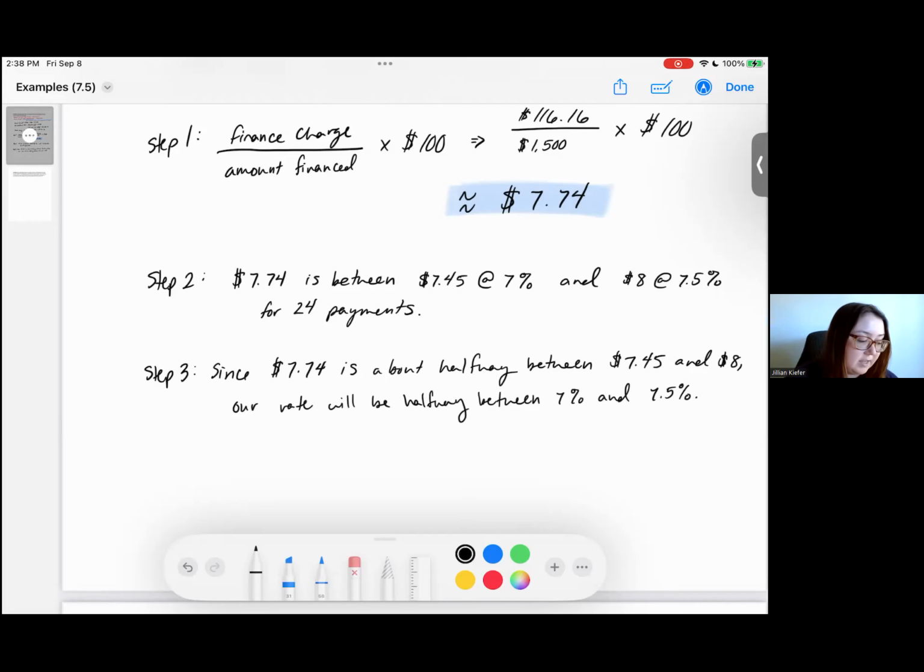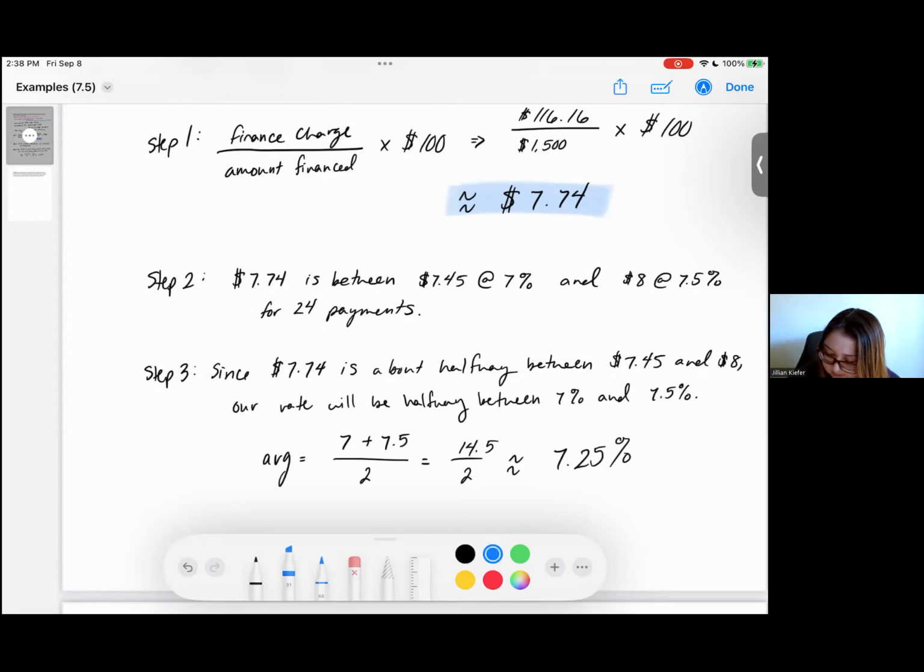So now all I have to do is find a halfway point between 7 and 7.5%. But we can do this to find the average between the two. That would be taking, we'll write AVG for average, the 7 plus 7.5 and dividing by 2. So you take your two values, add them together, and divide by 2. This gives us 14.5 divided by 2, which gives us 7.25%.